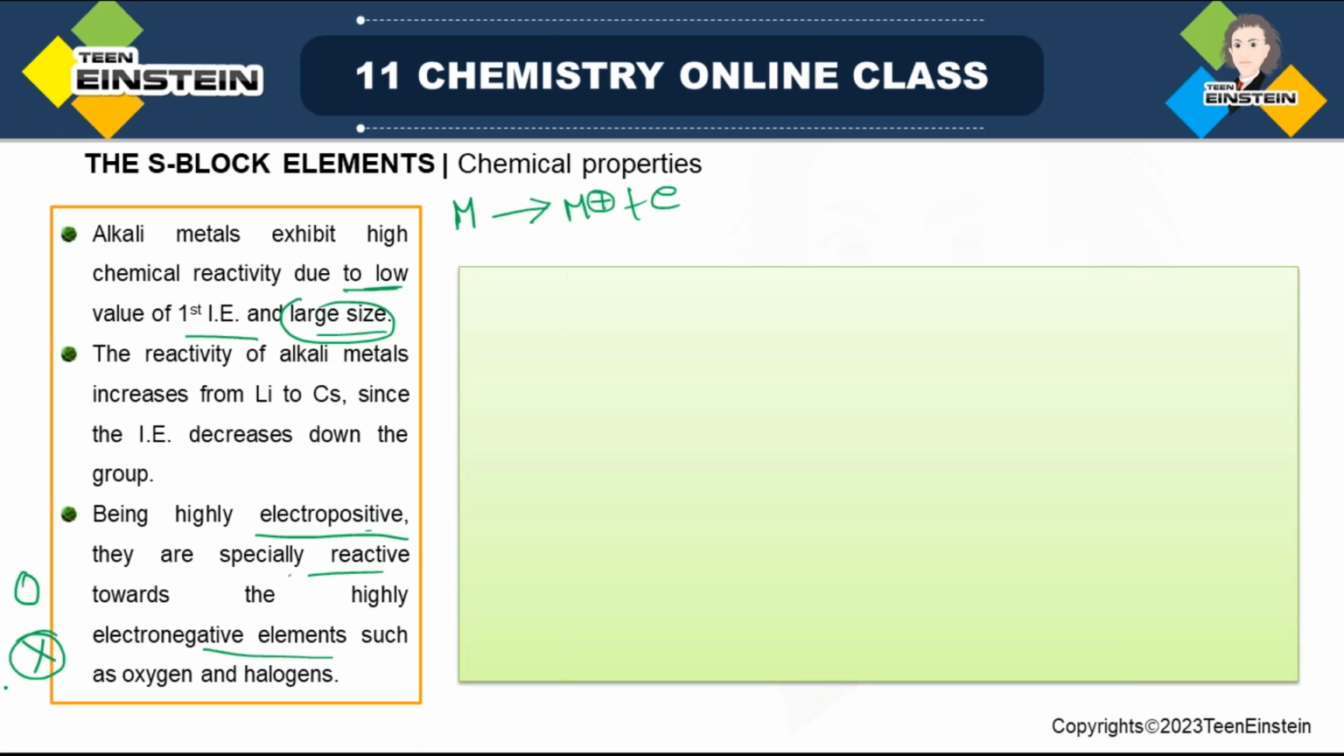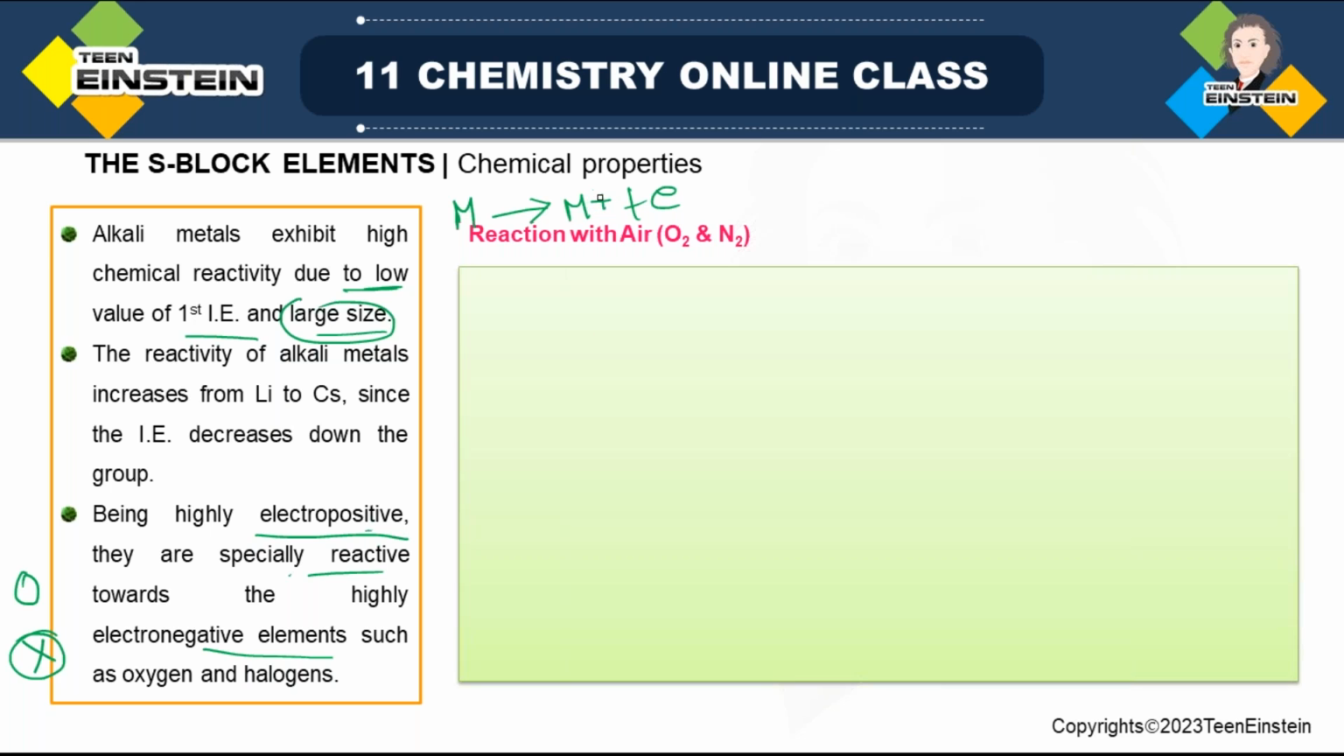Because oxygen and halogens are from group 16 and group 17 on the right hand side of the periodic table, and they have the most non-metallic property. And these alkali metals are very electropositive. So both these elements are very reactive, and obviously when they are together, the reaction will be very vigorous. First we'll see the reaction with air.